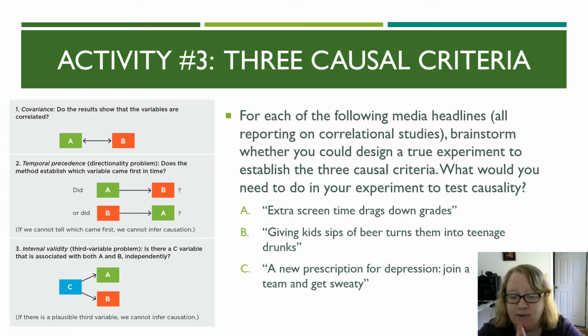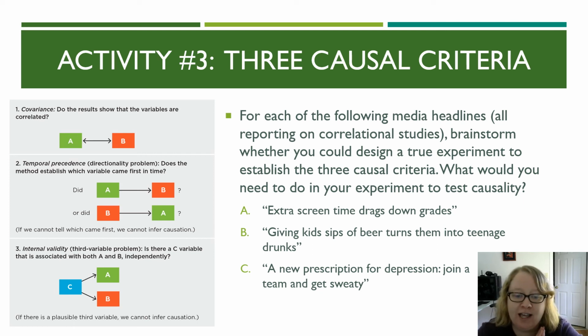So there's three here, A, B, and C. Extra screen time drags down grades, giving kids sips of beer turns them into teenage drunks, and a new prescription for depression, join a team and get sweaty. So these are all headlines that are written in causal terms, but they are reporting on correlational studies. So your job is to see, could you design a real experiment that would test these causal criteria?